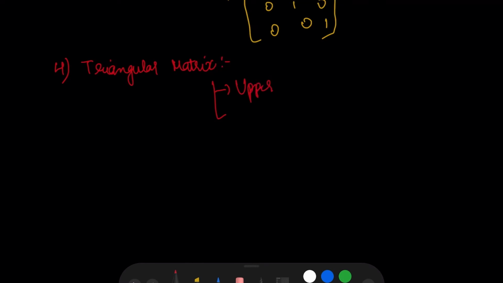So the other type of square matrix that we will be discussing is the triangular matrix. In the triangular matrix, there are two different types of triangular matrices that are possible. The first one is the upper triangular matrix, and the second one is the lower triangular matrix.